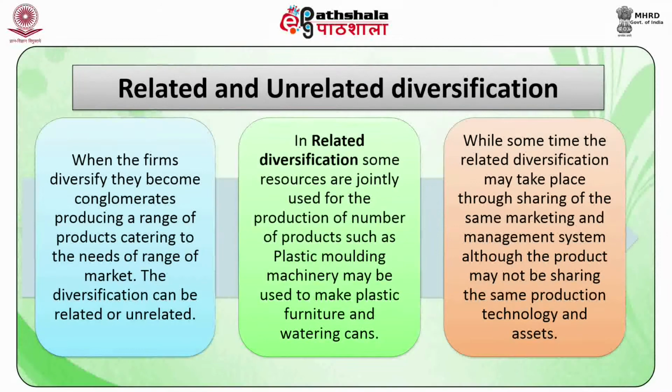In case of related diversification, some resources are jointly used for the production of a number of products, such as plastic molding machinery may be used to make plastic furniture and watering cans. While sometimes the related diversification may take place through sharing of the same marketing and management system, although the products may not be sharing the same production technology and assets.